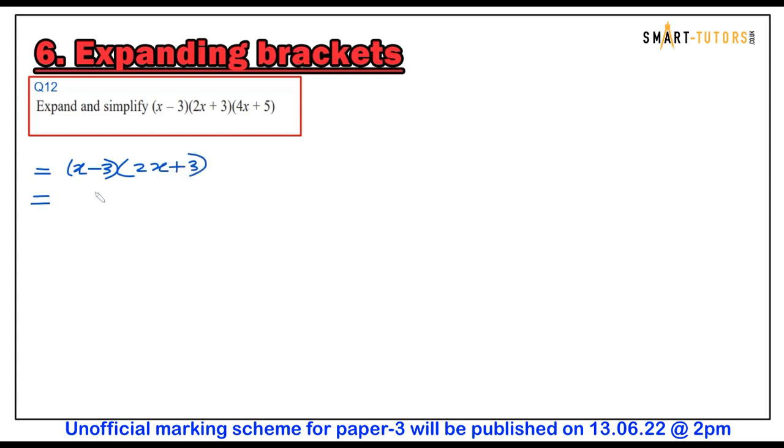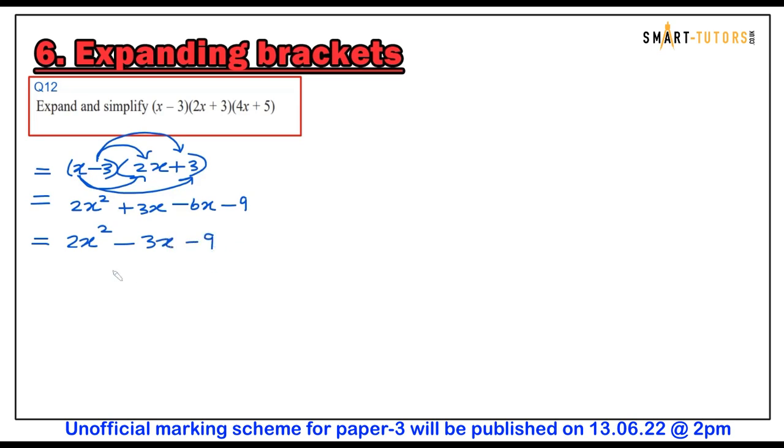So this one you can expand: x times 2x is 2x squared, and x times 3 is going to be 3x. Now you are going to multiply the minus 3 times 2x, so that is minus 6x, and minus 3 times plus 3 is going to be minus 9, right? So the answer is 2x squared minus 3x minus 9, and that is the answer for the first two brackets.